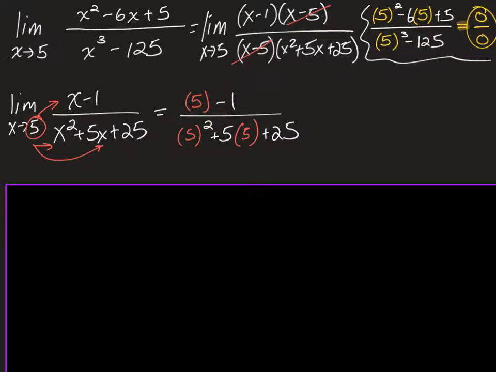5 minus 1, that's 4. In the denominator, 5 squared is 25. 5 times 5 is 25. 25 plus 25 plus 25 is 75. And we're done. One thing before I move on to the next example about limit notation, this stuff going here.